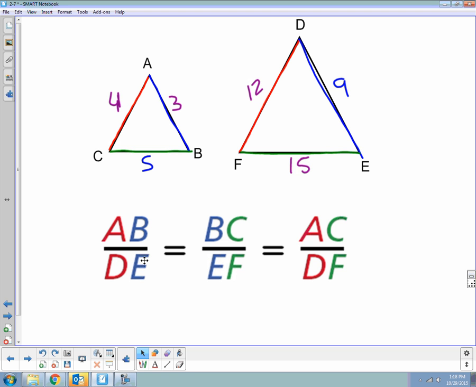That if you take side AB, which we said was 3, and DE, which we said was 9, that's 1/3, which is the same as from BC, which was 5, and EF, excuse me, which was 15, that's 1/3, and AC and DF, 4 and 12, that's 1/3. So they're all equal. They have that same proportionality. So go ahead and write that down. Okay, I'm assuming you wrote it down. We're going to move on.